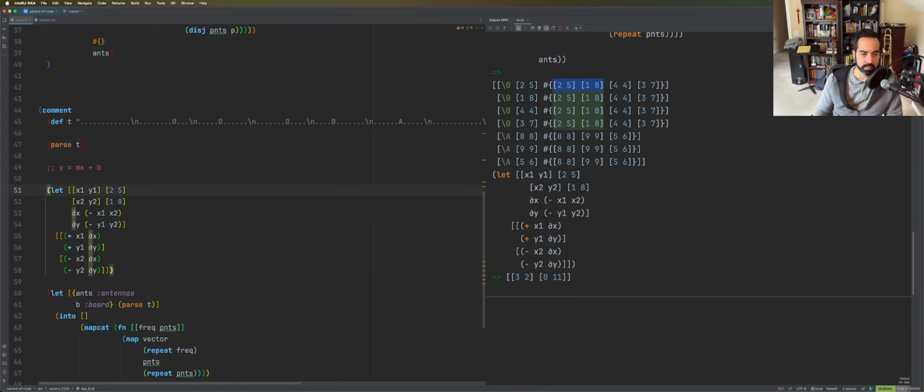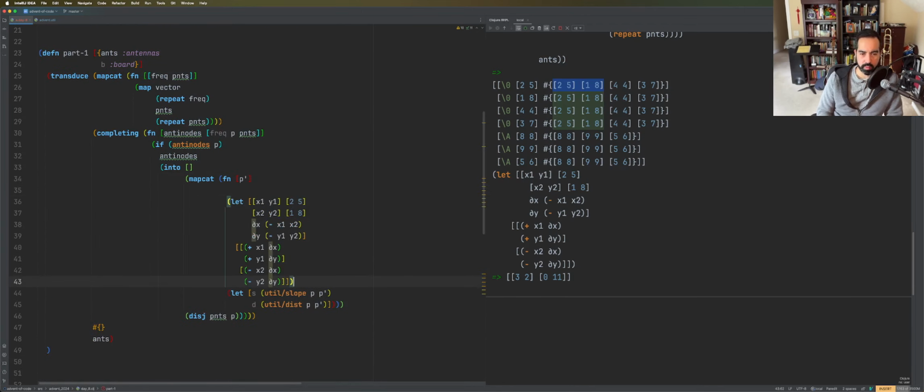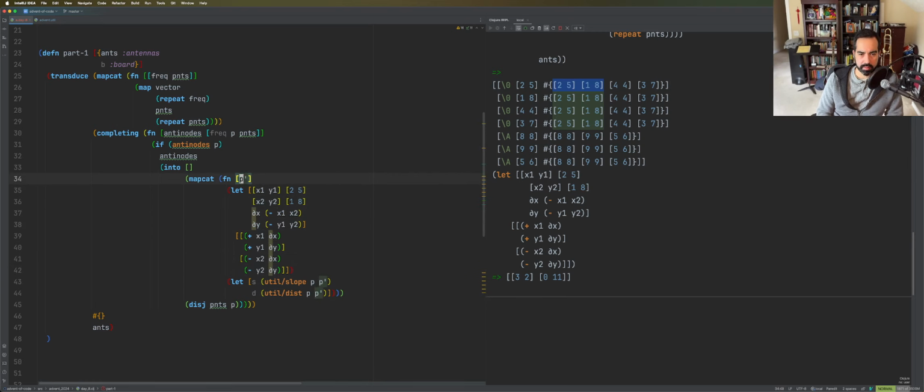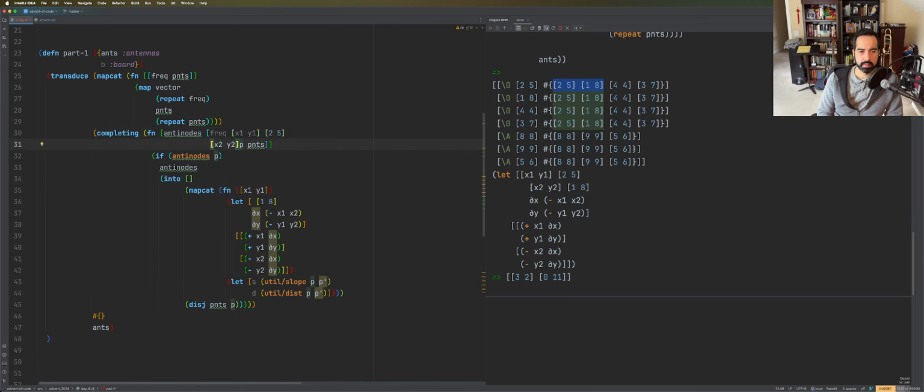Yeah, we could abstract this out, but I don't think so. Let's just return the antipoles this way. So this is x1, y1 here, and p. Okay, we're gonna have to swap those around. Px, py.